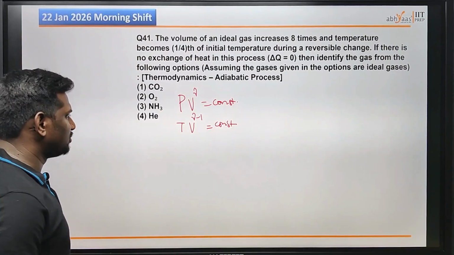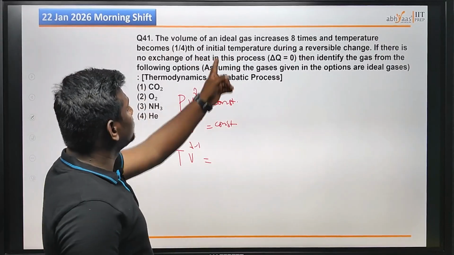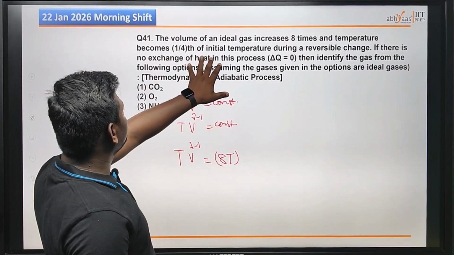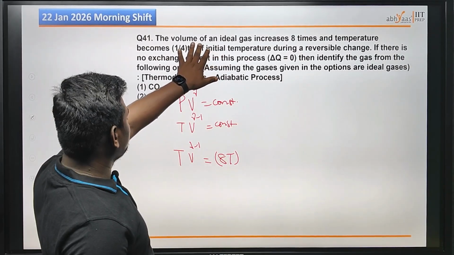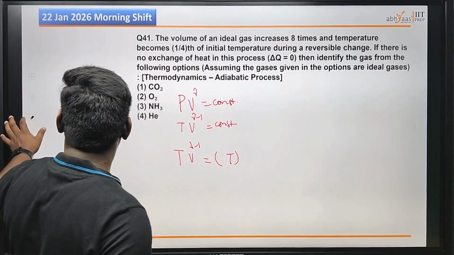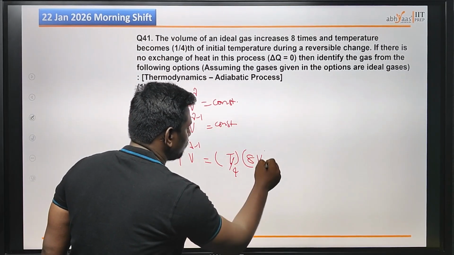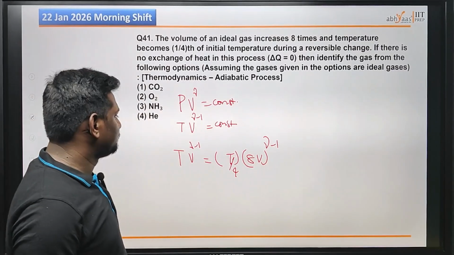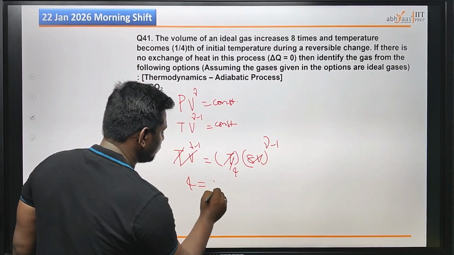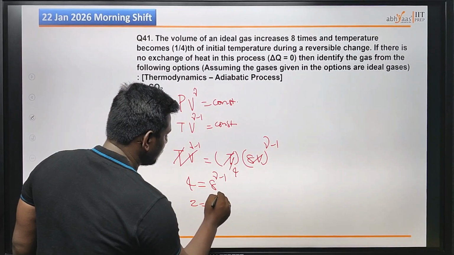Take condition 1 and condition 2. TV to the power gamma minus 1, T is 8 times increased, so 8T, and volume is increased to 8. Volume is increased to 8 and T is decreased by 4th time, that is T by 4, it is 8V whole to the power gamma minus 1. If we cancel out T and V, you are remaining with 4 equal to 8 to the power gamma minus 1. So 2 to the power 3 gamma minus 3.